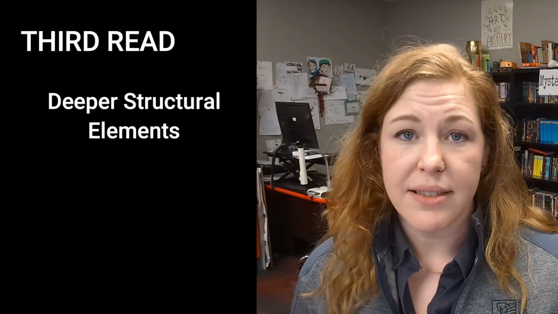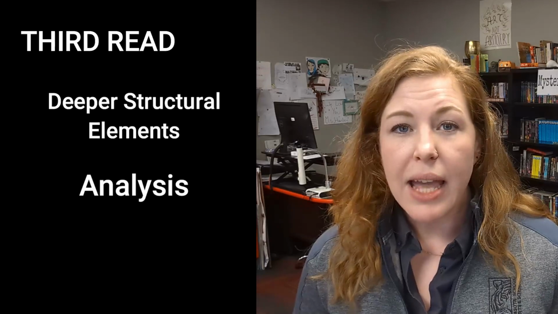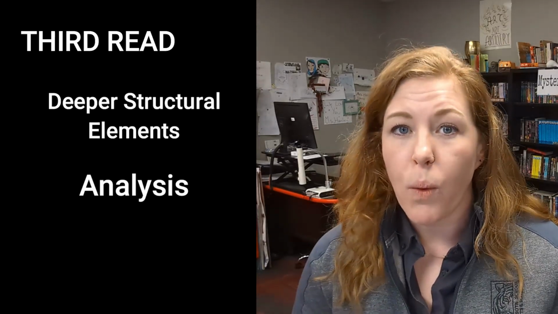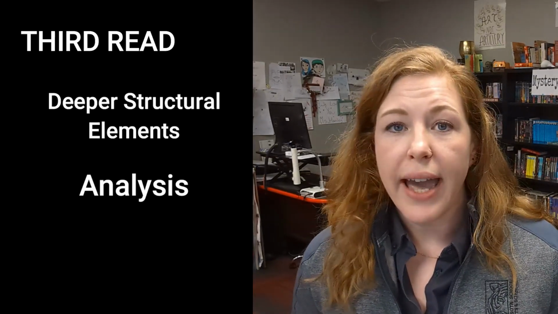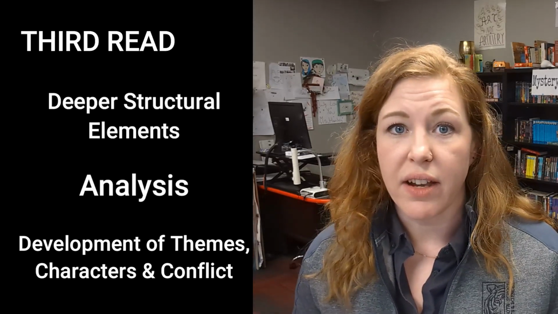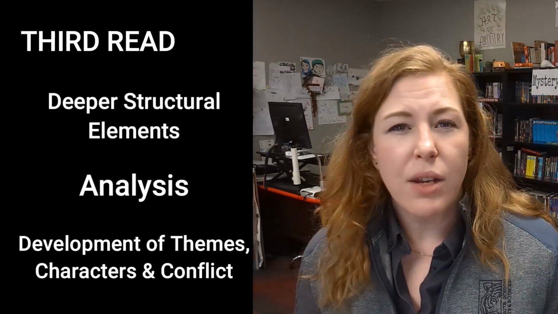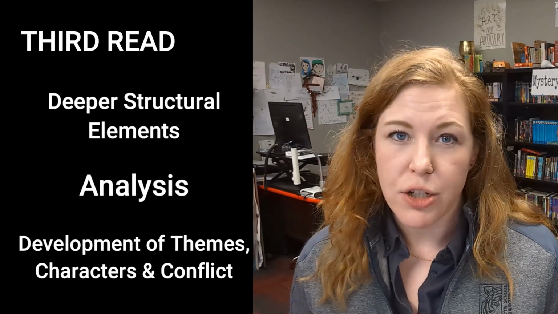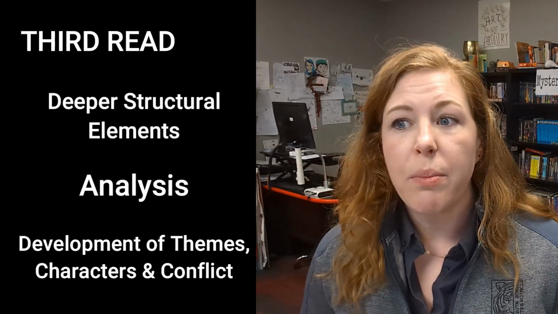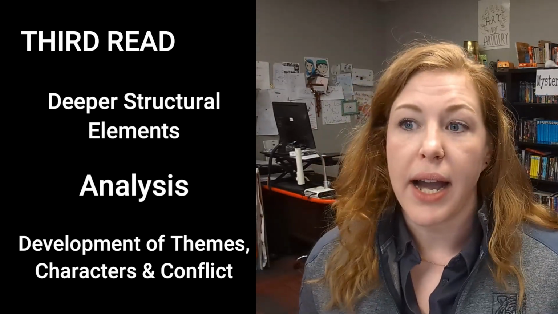In the third read, this is where you will really look at the deeper structural elements of what you're reading. You'll analyze, you'll begin to ask questions, and maybe put forth your own opinions about what's going on in the text. You'll look at the development of the themes over time, as well as the characters and the conflict. How does the conflict change from the beginning to the end? And why? Why do characters change? Additionally, in this third read, you'll want to pick up on certain things like malicious reasoning, irony, surprise, and suspense.